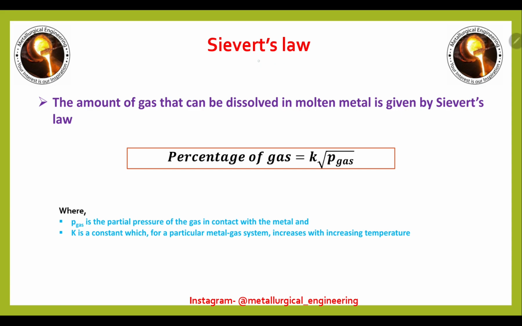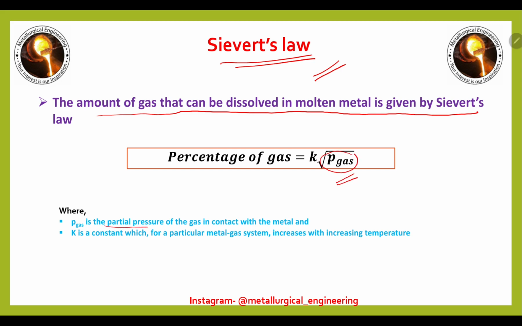And now we will see Sievert's law. So usually in GATE examinations we see the numericals on these important laws. So the amount of gas that can be dissolved in molten metal is given by Sievert's law. So percentage of the gas dissolved in the molten metal is equal to K into under root of partial pressure of that gas. So P gas is the partial pressure of the gas in contact with the metal, and K is the constant for a particular metal gas system, which increases with increasing temperature. So these are the three important formulas which we use.